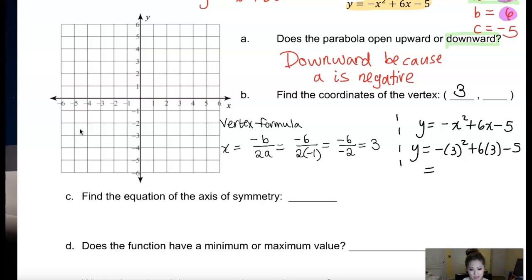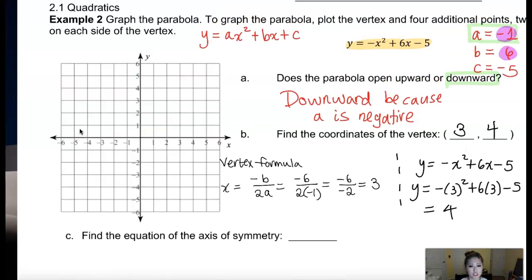All right, I'm typing in to find out the y coordinate. If I type that in, this is what I'm typing in. I got 4. So the y coordinate is 4. So that is what you're going to have to do if the equation is in this ABC format. So we're going to plot the vertex at (3, 4). This graph has been shifted 3 units to the right and up 4 units.